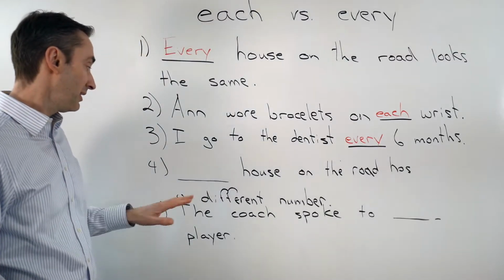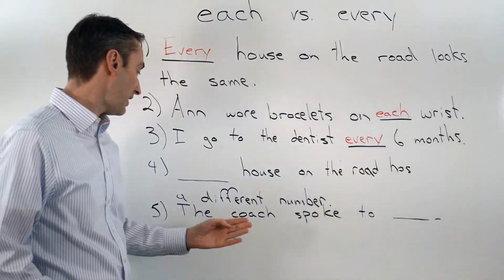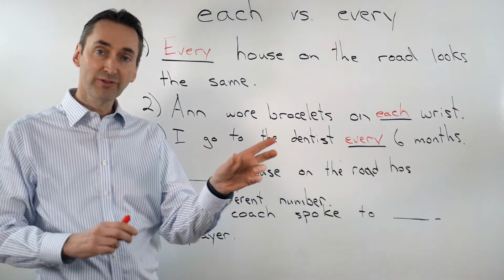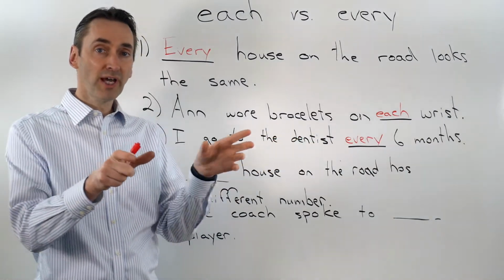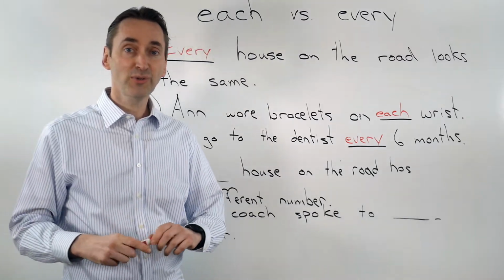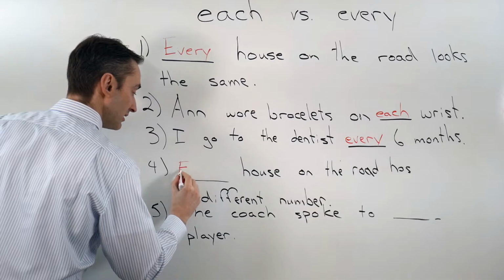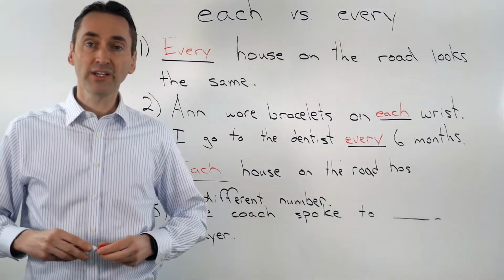And number 4. Something house on the road has a different number. This house has a different number, this house has a different number, this house has a different number. We're thinking of the houses individually, so we want to use each. Each house on the road has a different number.